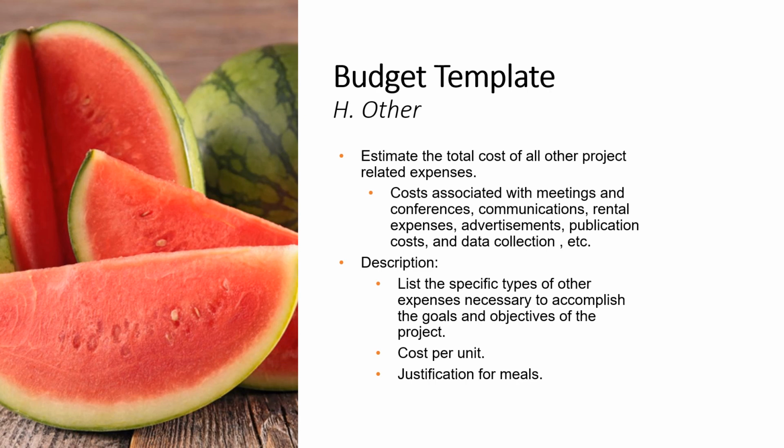Category H is for other costs. For the amount requested, provide the estimated total of all other project costs broken down into cost per unit. Examples of costs that should be listed under Other include costs associated with meetings and conferences, excluding travel, communications, rental expenses, advertisements, publication costs, data collection, etc. Note that if the budget includes meals other than those associated with travel, additional justification is required to support that these are not unallowable entertainment costs. Again, remember that you should demonstrate costs are reasonable, justified, and necessary in the description box.